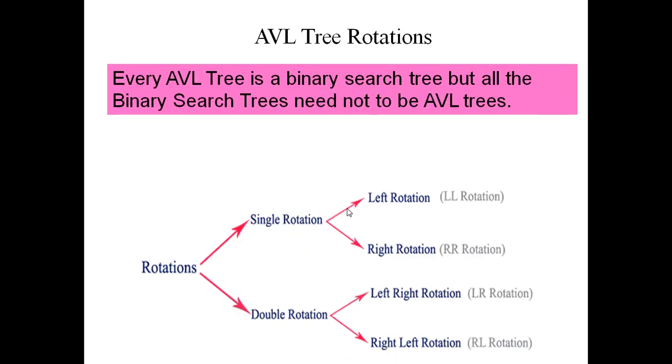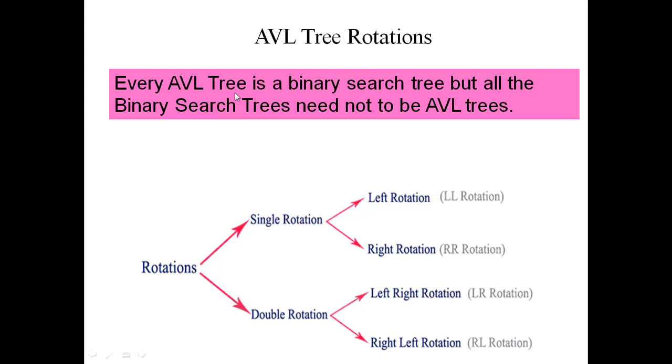So see, every AVL tree is a binary search tree, but all binary search trees need not be AVL trees, and that's why we are doing this procedure to make a tree balanced. We know this is for sure. But every binary search tree need not be AVL. Definitely, if we have a left skewed tree or a right skewed tree, then it is not going to be an AVL tree, because the balancing factor is not between -1, 1 or 0. It will exceed that.